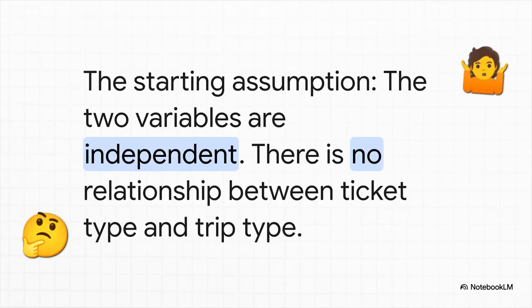So, in any good investigation, you have to start somewhere. You need a baseline assumption. In statistics, we call this the null hypothesis, and it's pretty simple. We just start by assuming there's nothing going on. We assume there's absolutely no connection. Ticket type and trip type, totally independent. Our whole job now is to see if the evidence is strong enough to blow that assumption out of the water.